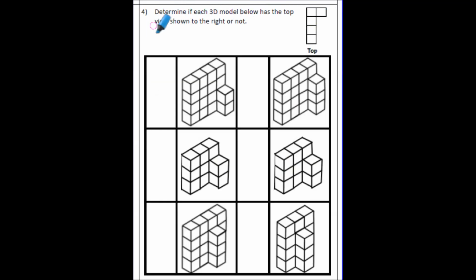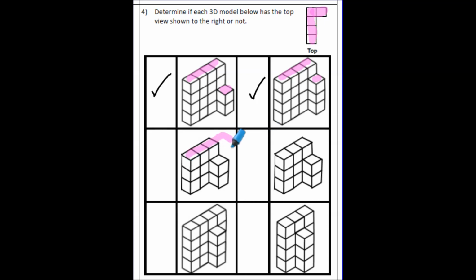Determine if each 3D model below has the top view shown to the right or not. So here I have a column of 4 and then 1 that is to the right of the top. So I have a column of 4 and then 1 to the right, and that has the correct top view. So this 3D figure has the same top view that is drawn above. I have a column of 4 and then 1 block to the right. So this has the correct drawing, and here I have a group of 3.